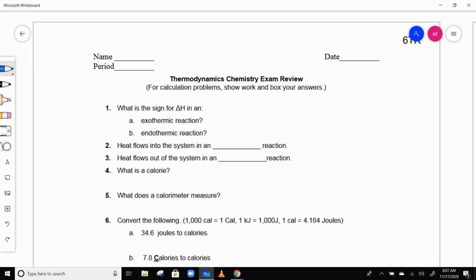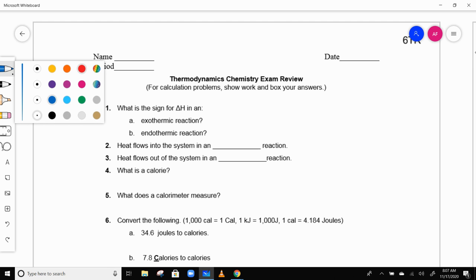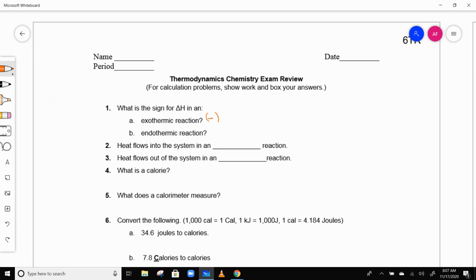Let me write the answers in. What color do we want to use today? Let's use orange. So exothermic is negative. Endothermic is positive. Heat flows into the system, it enters the system in endothermic. Heat flows out of a system, it exits in an exothermic.